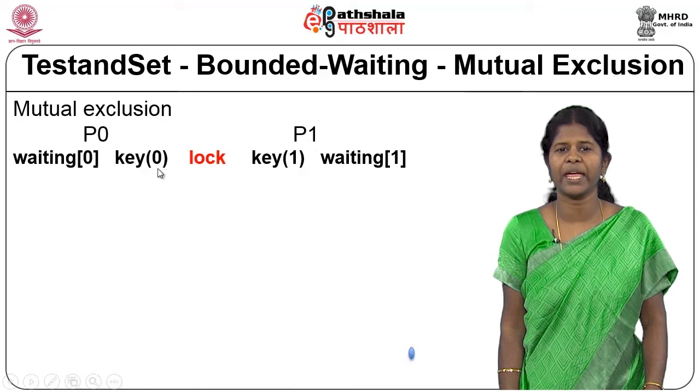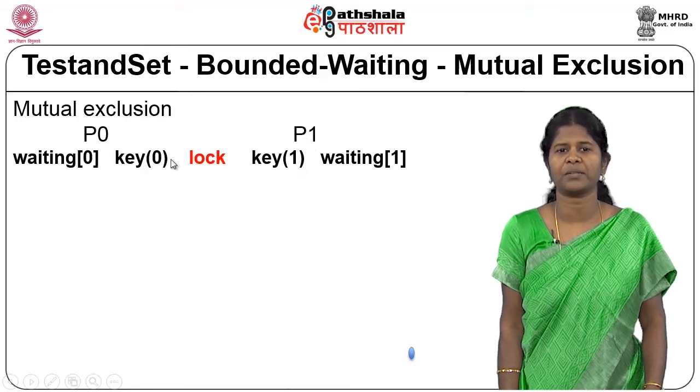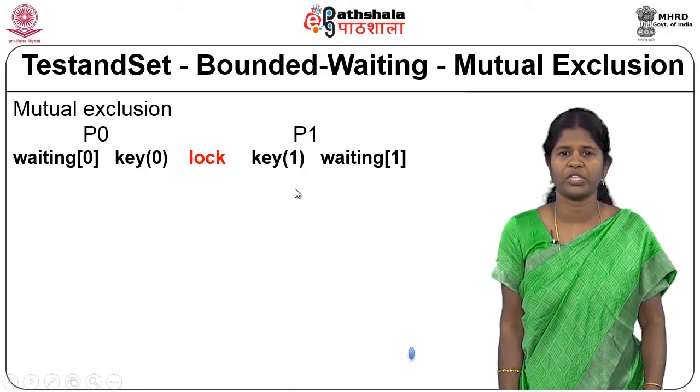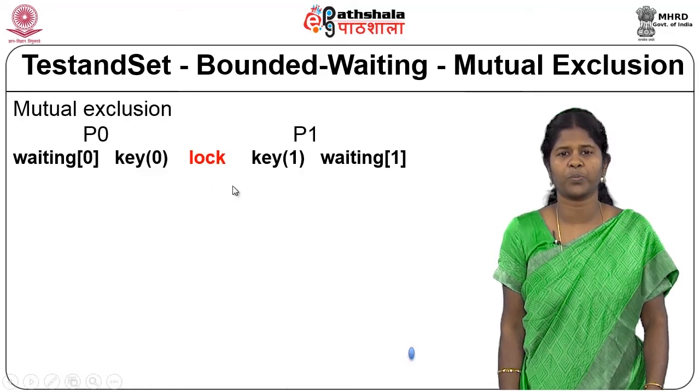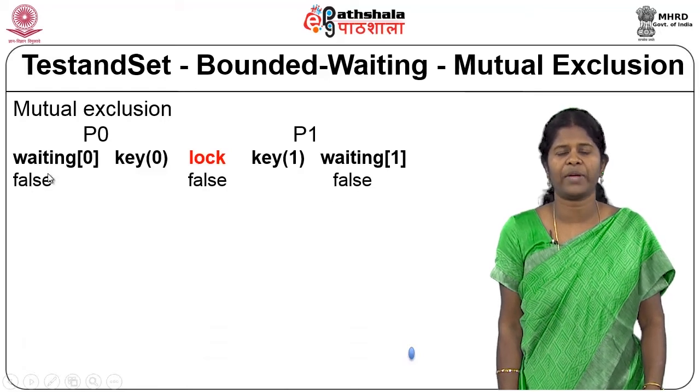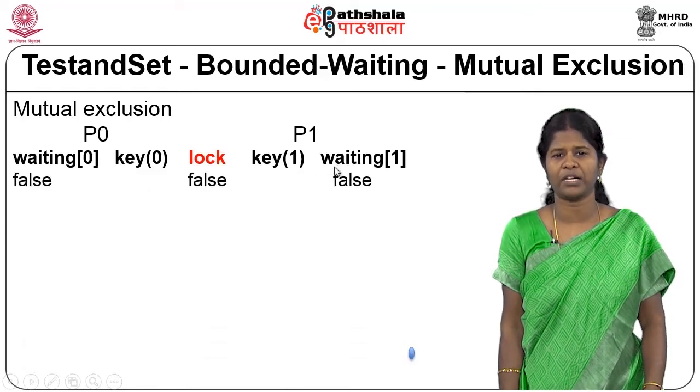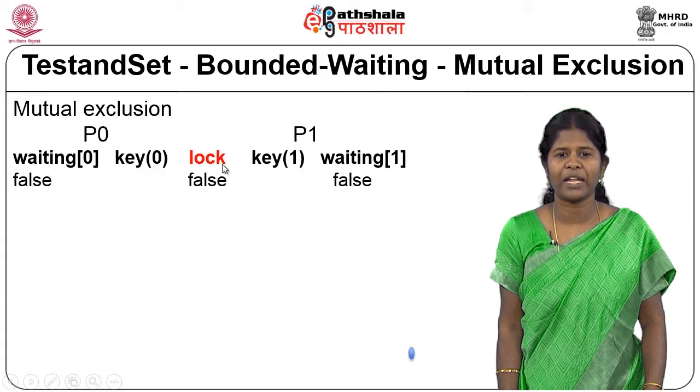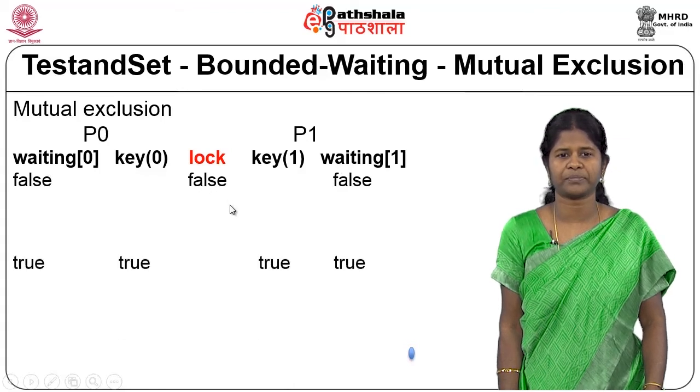As I told you, this key is local to each process. P0 has a key and P1 also has a key. And there is a variable called lock, which is common, which is shared between the two processes P0 and P1. So, initially the value of waiting[0] is set to 0, waiting[1] is also set to 0, and the value of lock is set to false.